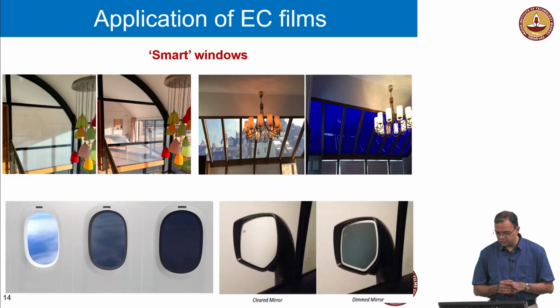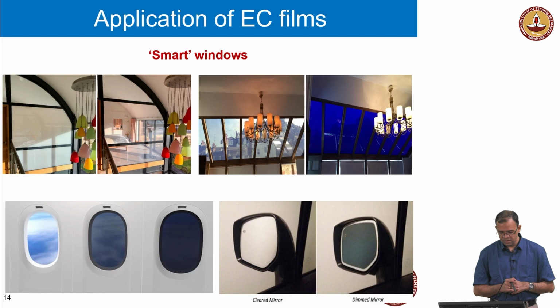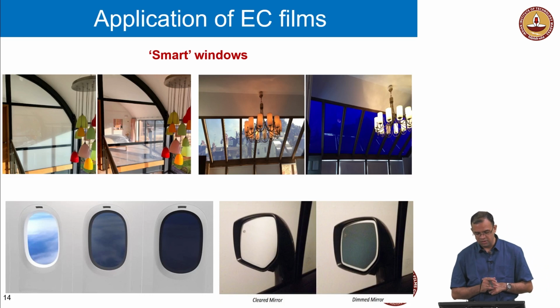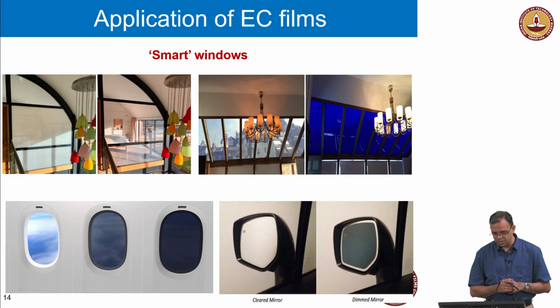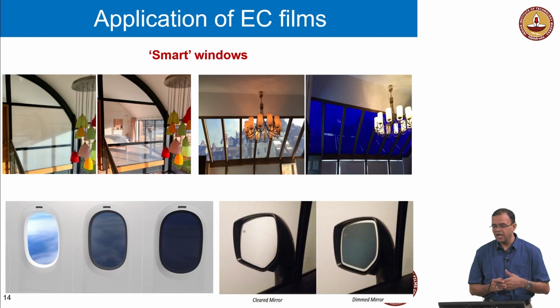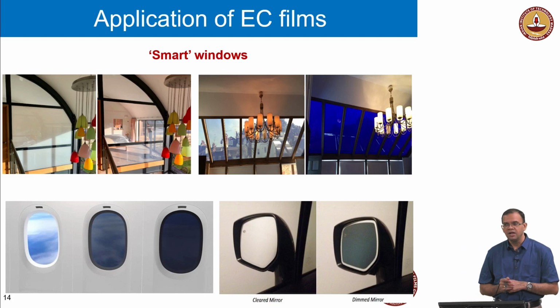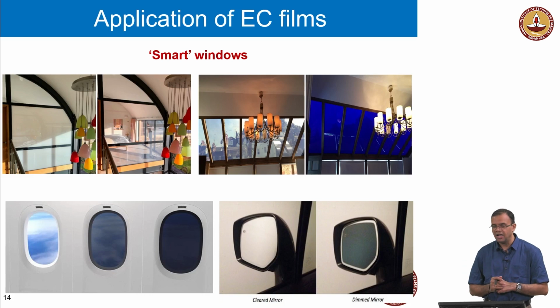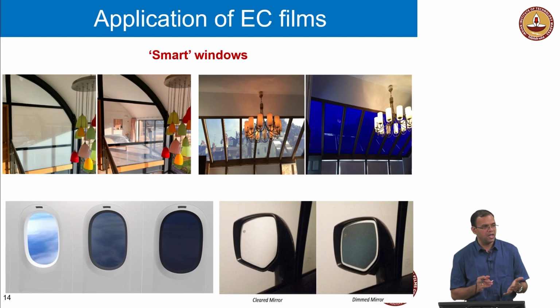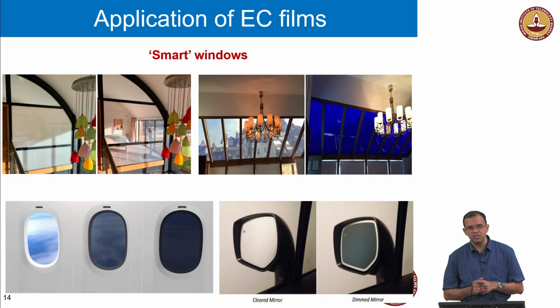There are some more examples. For example, you can think of your rear view mirror of a car, or even the case of an aeroplane. And again this is something that's already there, so you can change the tint in the window by applying a voltage. So you can go from being completely transparent to being semi transparent to being fully opaque. There's also some other research where people have tried to use EC films for displays. There are applications for sensors. So I'm just giving a small snapshot of some of the applications of these materials.